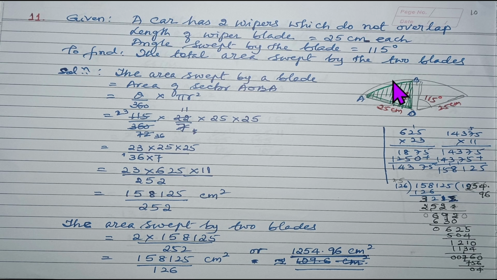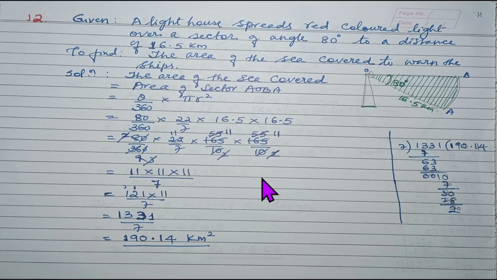Now because there are two blades, we can multiply by 2. So 2 into 158,125 divided by 252 will be 158,125 divided by 126 centimeters square. This is the answer given in the textbook, but now we can go for further simplification. Dividing by 126, we will get 1254.96 centimeters square as the total area swept by the blades, or else you can give the answer as it is. Okay, remember that.